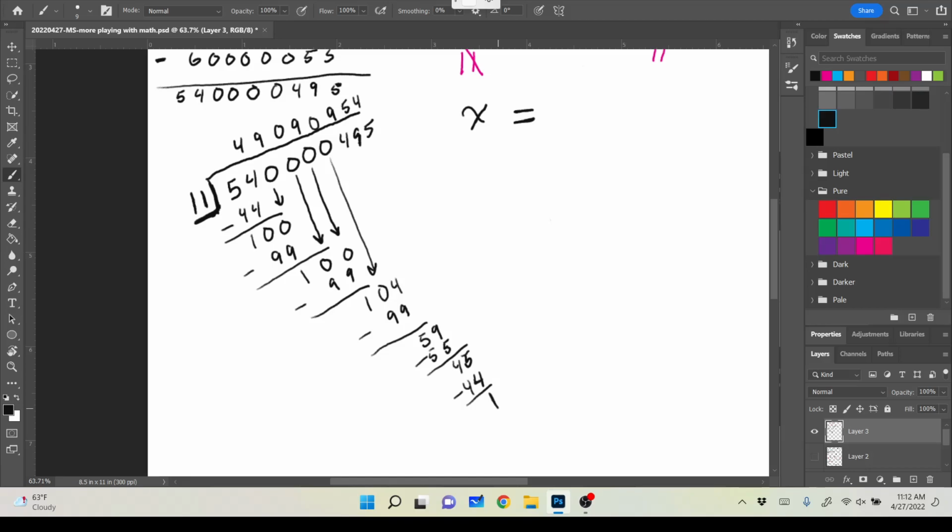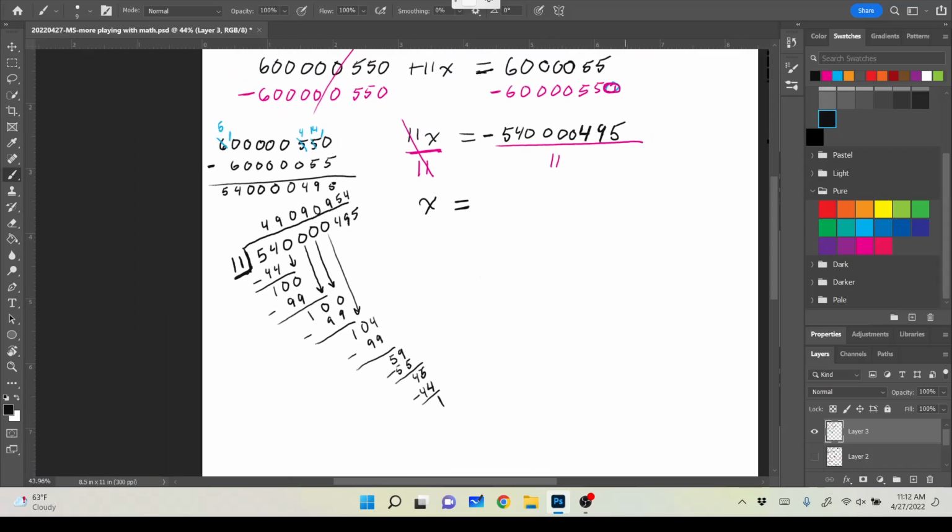We're at the end. Does 11 go into 1? No. So our answer, unfortunately, because that means we made at least one mistake, is 49 million, $49,090,954.11. Your homework is to fix this problem. Not quite.